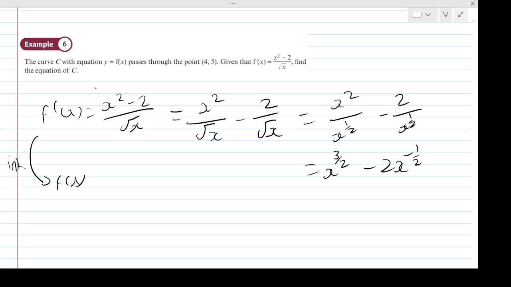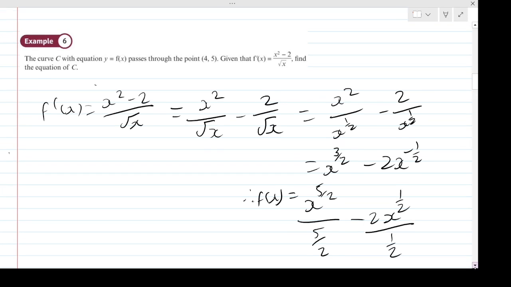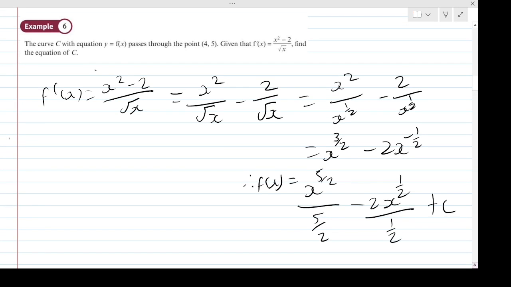Now I can integrate this. So f(x), if I integrate these powers of x, firstly we have x to the 3 over 2. So we add 1 to the power: 3 over 2 add 1 is 5 over 2. Then we divide by 5 over 2. Then we subtract 2 times the integral of x to the minus a half. Again, we add 1 to the power: minus a half add 1 is positive a half. Divide by a half. And then we have a plus c on the end.